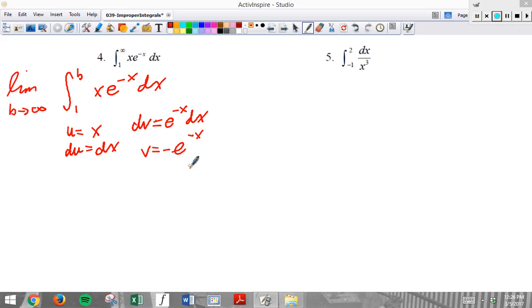And then you have to know ultraviolet voodoo. I'm going to switch to green. So, that whole integral up there, with the limit, ultraviolet, write it like this, minus voodoo.